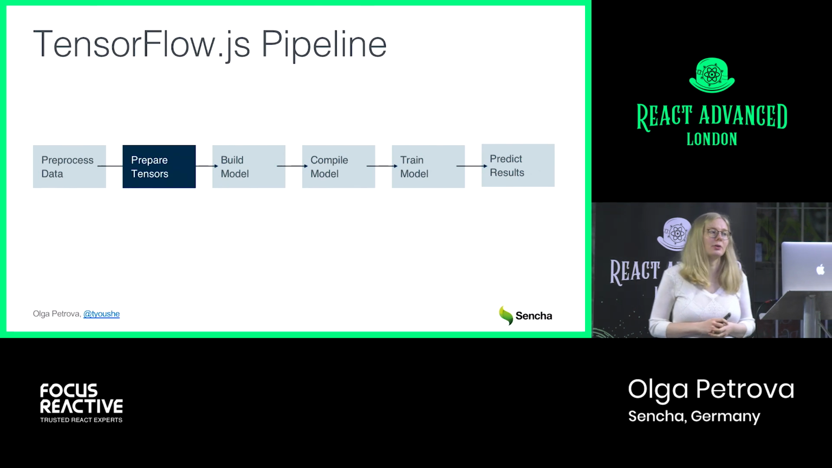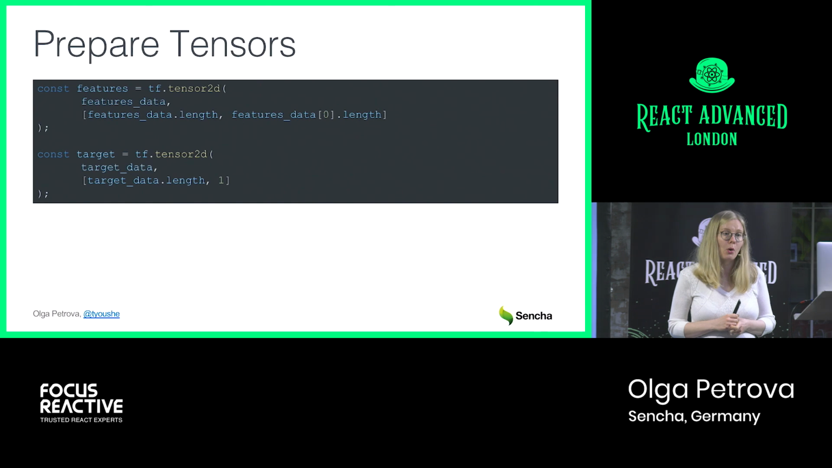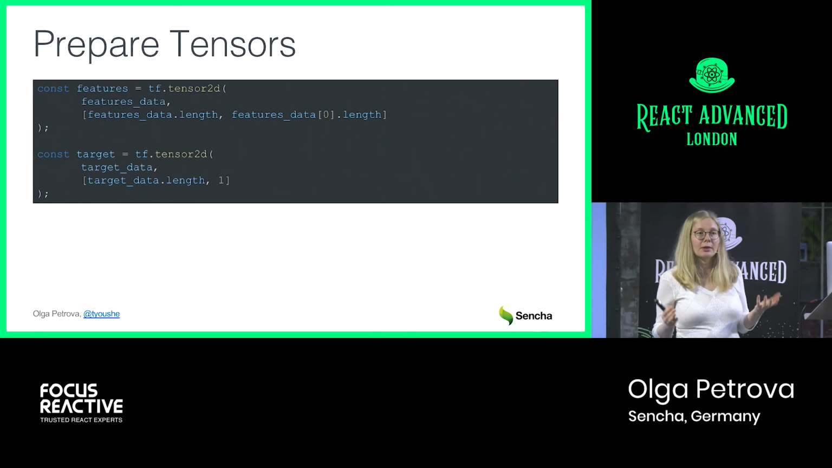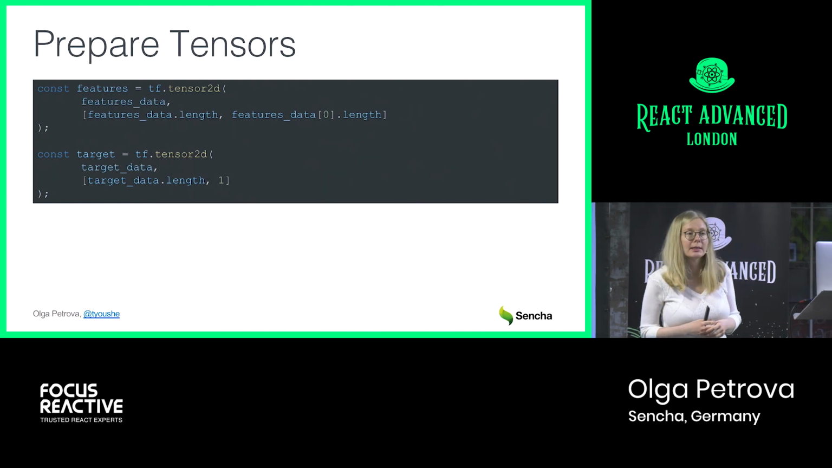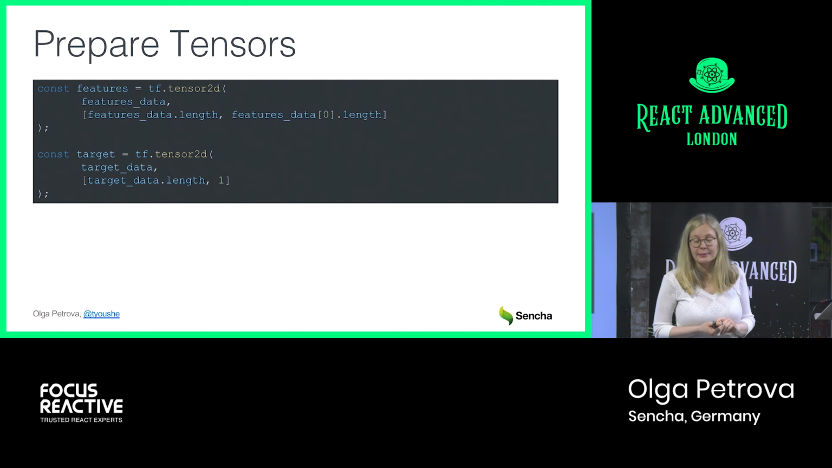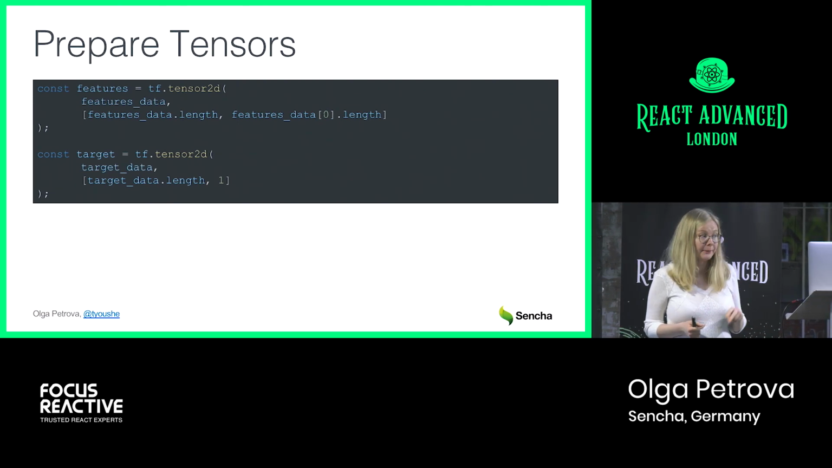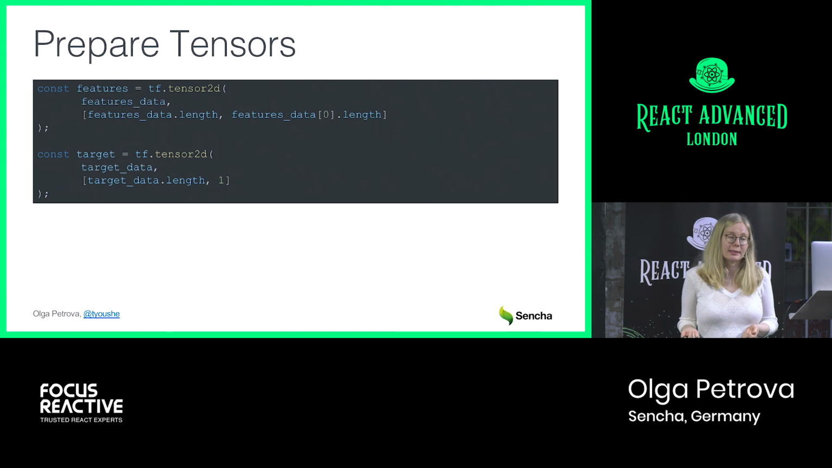Then there is the actual TensorFlow.js part. The central piece of TensorFlow.js are tensors. A tensor is a set of values shaped into one or several dimensions. It's like a multi-dimensional array. For my use case, I use two tensors, a feature tensor and a target tensor, and they are both 2D tensors.